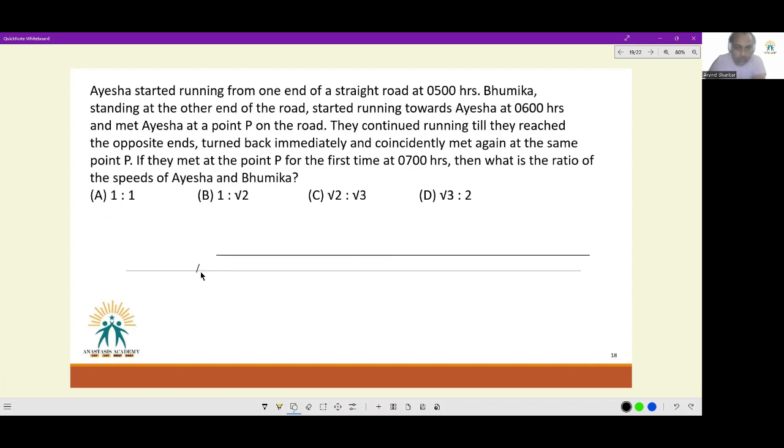See, let's say this is where Aisha started. This is the end from which Aisha starts. This is the end from which Bhumika starts. And this is the meeting point. So, if this is x kilometers, Aisha runs at her rate of A, Bhumika runs at her rate of B. This is y kilometers.